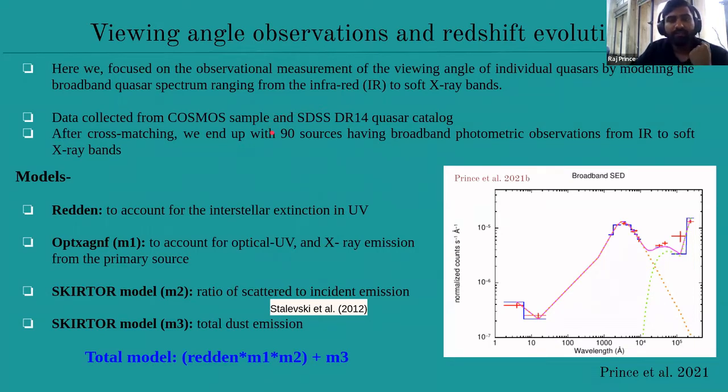So we considered a sample of sources, and we constructed the broadband SED from X-ray to optical, UV and infrared. To model the different parts of the SED, we used different models. For the X-ray and optical part, which comes mostly from the accretion disk, we use a model called the AGN model. And to explain the infrared data, we use a torus model which has the viewing angle as a free parameter.